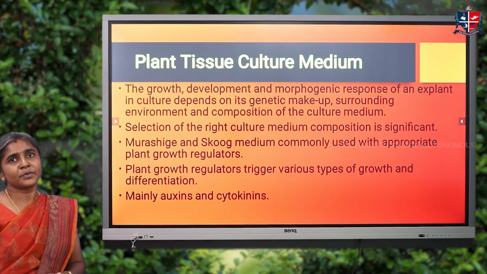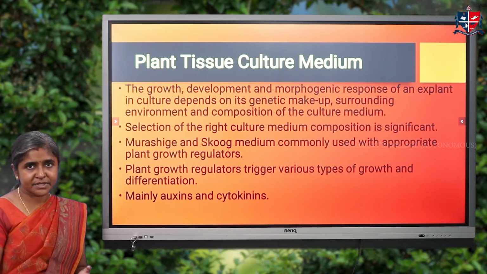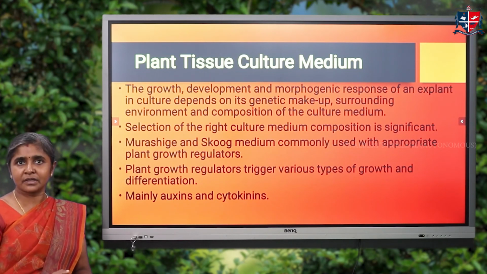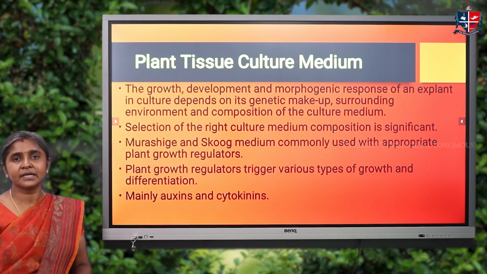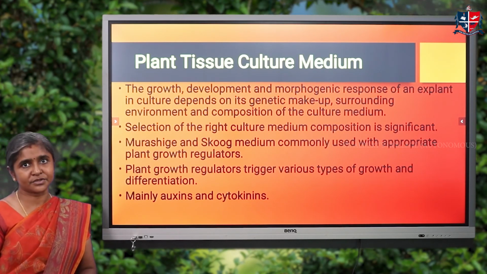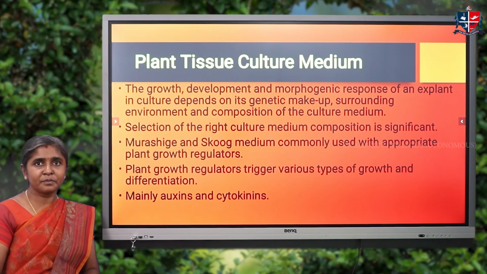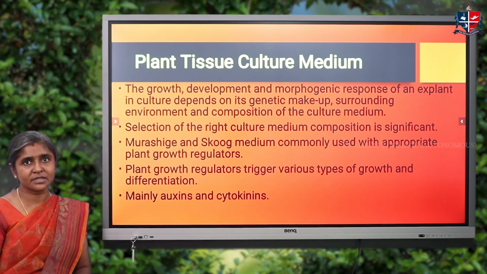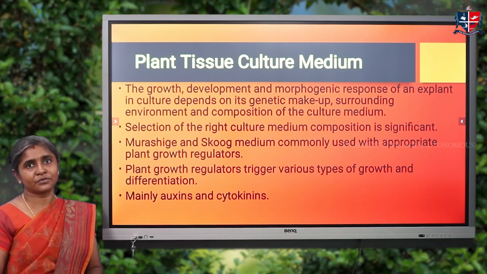So these three components, the aseptic conditions, then the optimal growth conditions, and finally the culture medium. These three form the very essential prerequisites for doing plant tissue culture. I hope these basic concepts regarding plant tissue culture are clear to all of you.